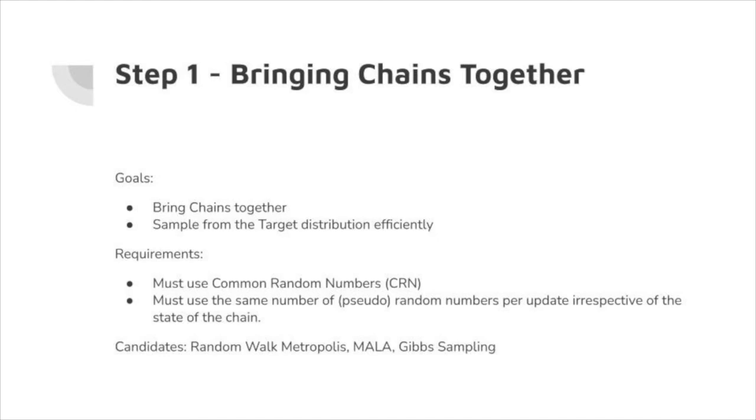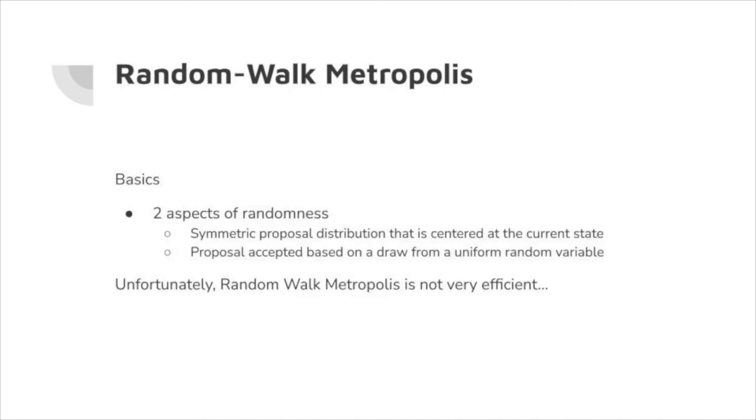For step 1, Neal considers three algorithms. The first is random walk Metropolis, the second is the Metropolis adjusted Langevin algorithm, and the third is Gibbs sampling. The first algorithm that Neal considers is random walk Metropolis, which is a good candidate because there are only two aspects of randomness per iteration. The first is drawing the symmetric proposal distribution that is centered at the current state, and the second is accepting the proposal based on a draw from a uniform random variable. Therefore, it's an obvious candidate for circular coupling.